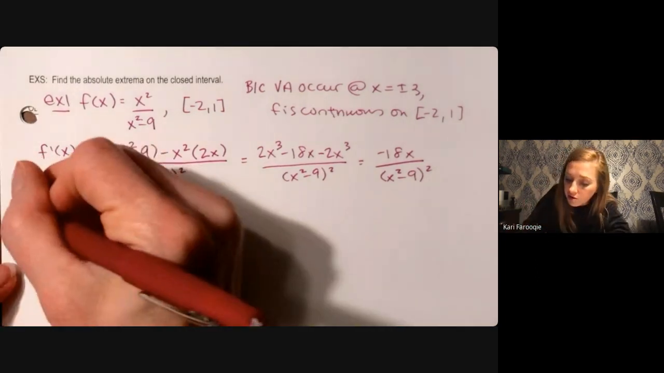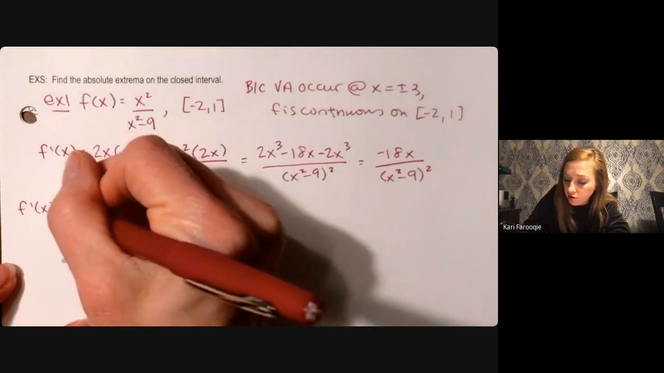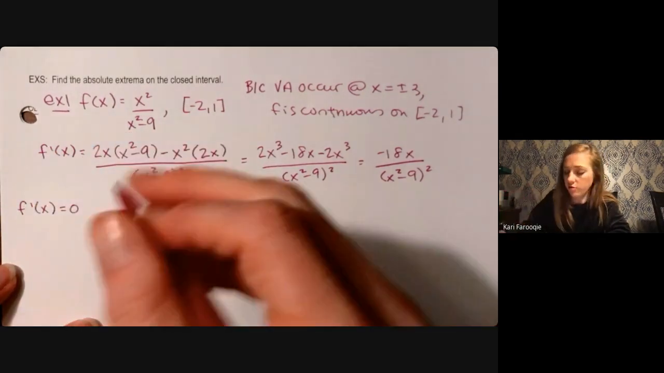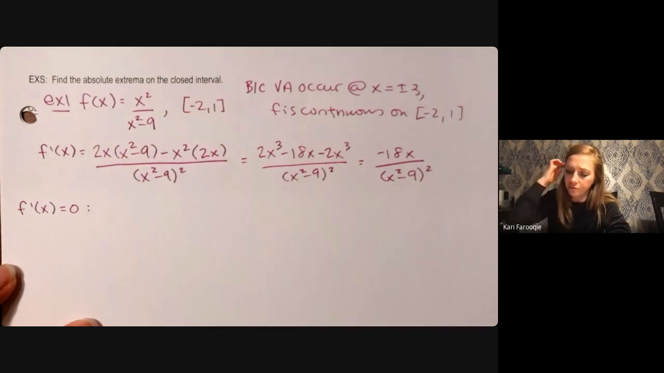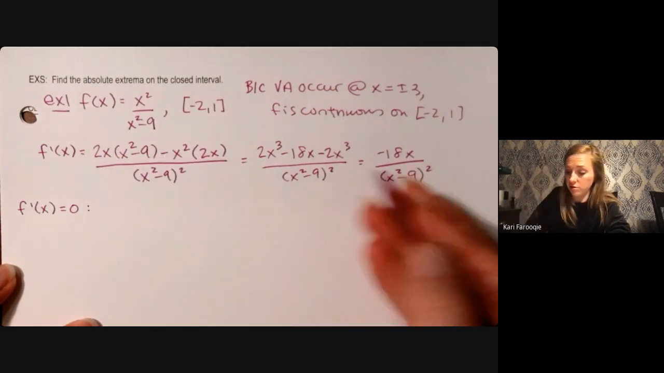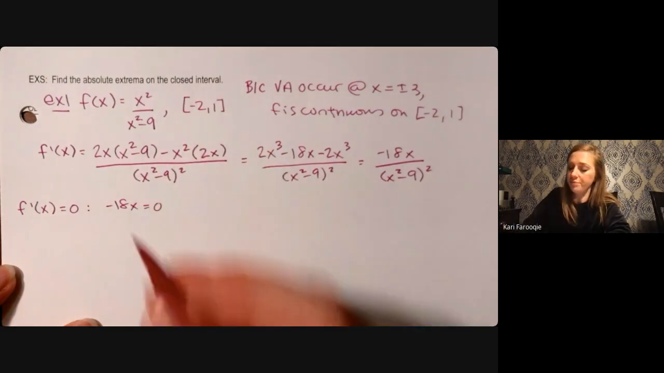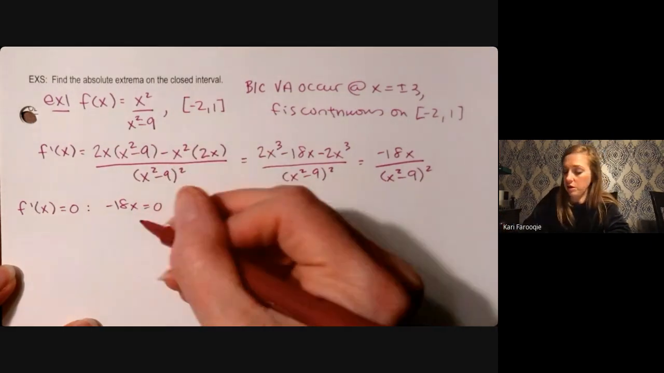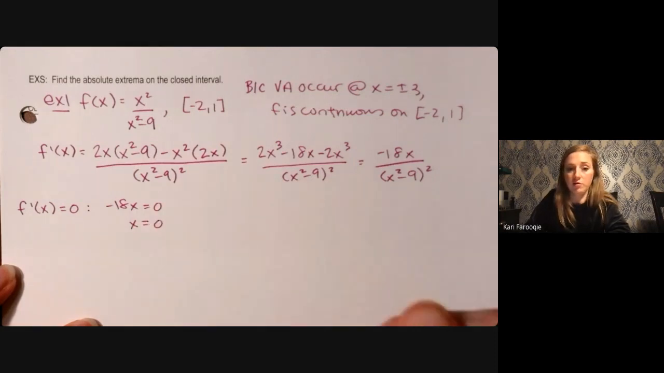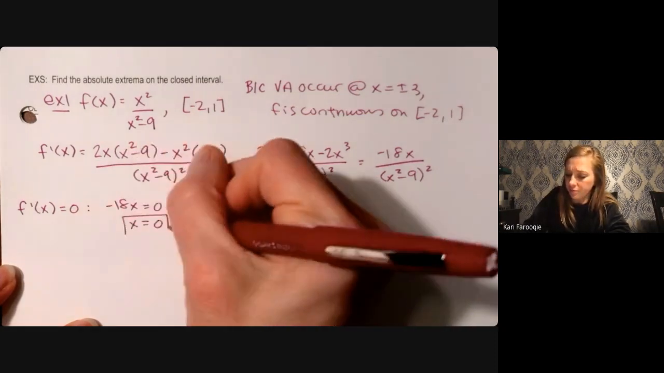Now I'm looking for places where f prime of x either equals 0 or where it doesn't exist. Let's focus on 0 first. I'm going to take the numerator, which is negative 18x, and set it equal to 0. When I divide both sides by negative 18, I get x equals 0. Keep that.